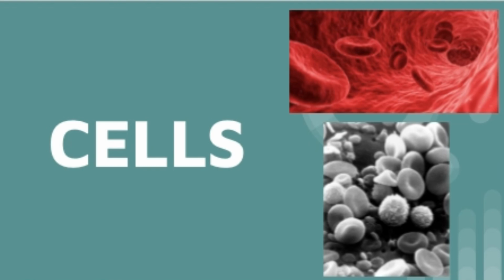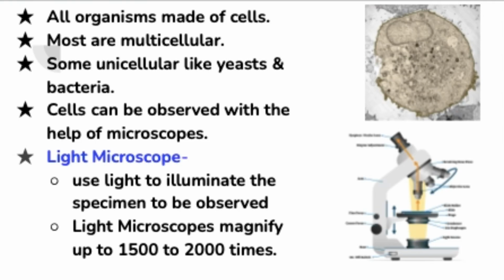All organisms are made of cells. Cells are very small, so large organisms contain millions of cells. Some organisms are unicellular, like yeast and bacteria, while most are multicellular.